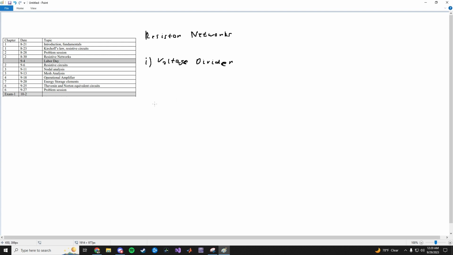So a basic voltage divider would just look something like this. You have an independent voltage source, and there has to be at least two resistors. So I'll call this VS, R1 here, and R2 here. The voltage divider basically means the circuit takes the voltage source and divides the voltage drop between these two resistors. So let's see how that happens.